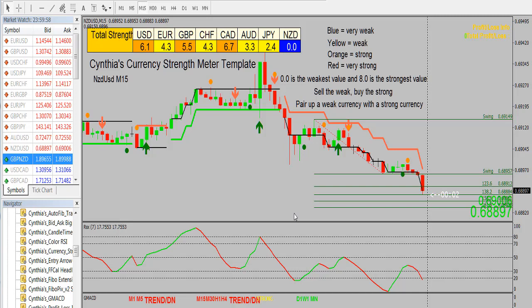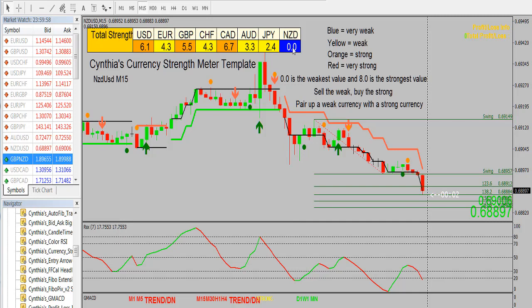Now let's get back to how to interpret the meter itself, because it's actually very simple. It just takes a couple of hours of practice in a demo account and you're going to understand it and have it down. You're going to be thanking me because it's going to improve your trading so much that you're going to wonder how you ever traded without it. It's that important. So let's get on to the explanation.